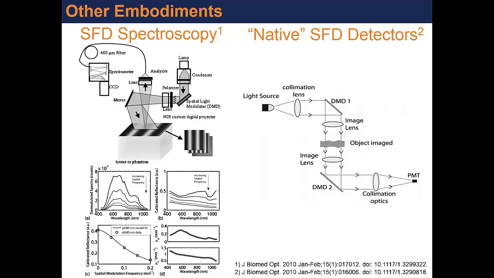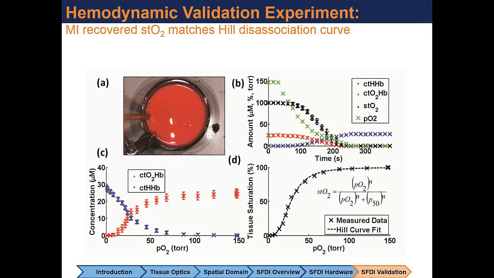I know I'm running out of time. I will talk just generally about each slide so that you'll have a reference for when you look at them online if it's interesting to you. We've validated this technology at various stages. This is in a cuvette where you add yeast into blood, and then the yeast eats up all the oxygen, and the blood goes from perfectly oxygenated to deoxygenated. And we found that our measurements of tissue oxygen saturation very well match this Hill dissociation curve.